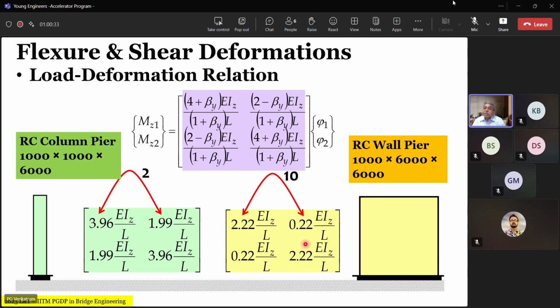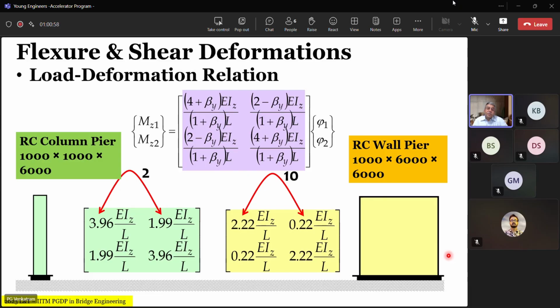Which means what? Basically, the ratio is altering, the deformation behavior will change, and therefore every other aspect with regard to stiffness, etc., will change if you ignore the shear deformation effect in your modeling. And this is particularly true for all bridge piers.